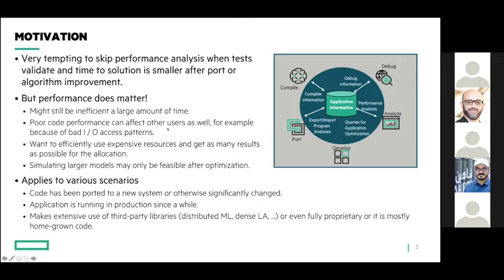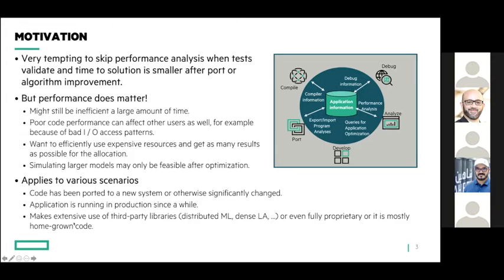In the worst case, poor performance can also affect other users, for instance if you have poor I/O patterns with many small files on the Lustre file system. In general, you want to use these very expensive resources efficiently and get as many results as you can. This imperative applies to all scenarios. If you're new to your code, if you change the code a lot with new models, if it has been recently ported, or even if your application has been in production for a while and you have some time to do performance analysis, please do it, because it's always worth it.